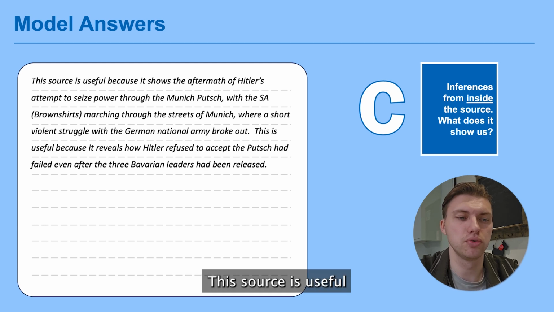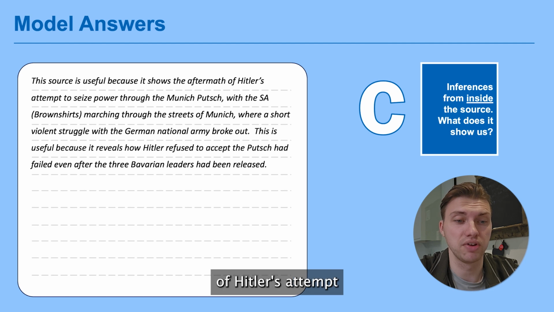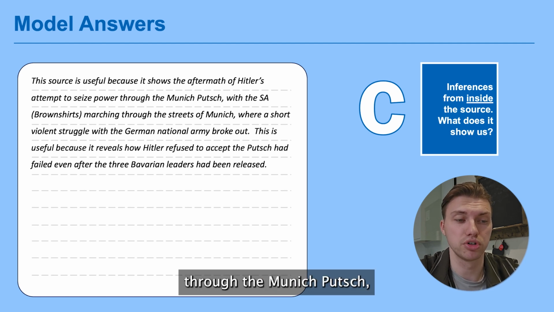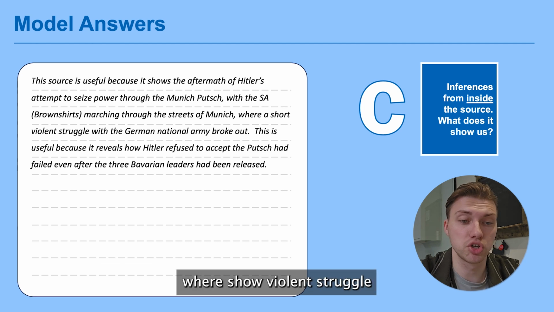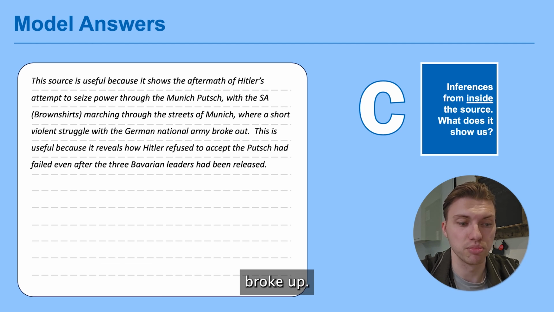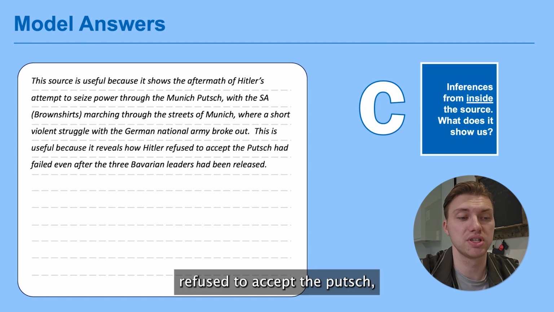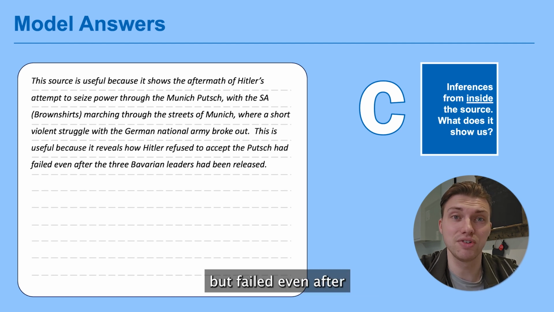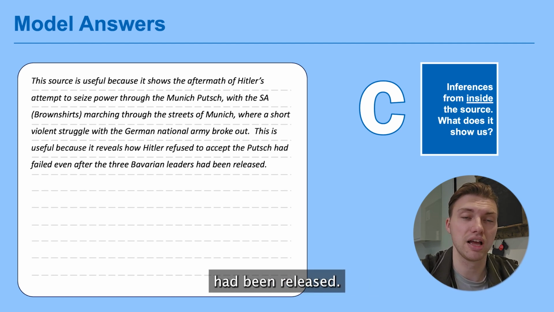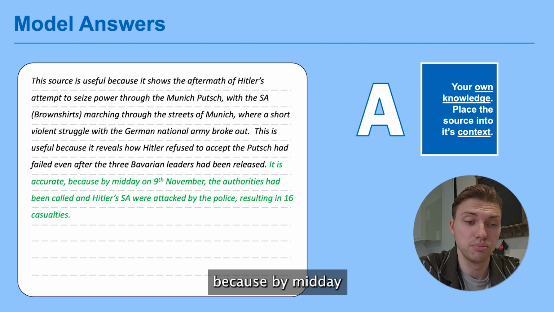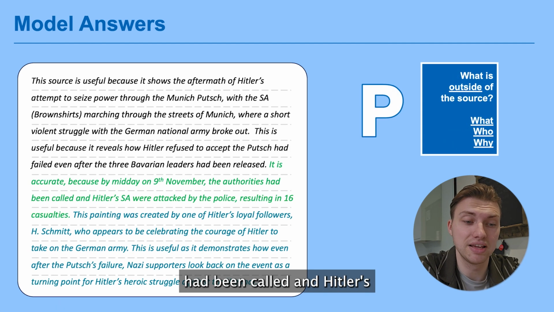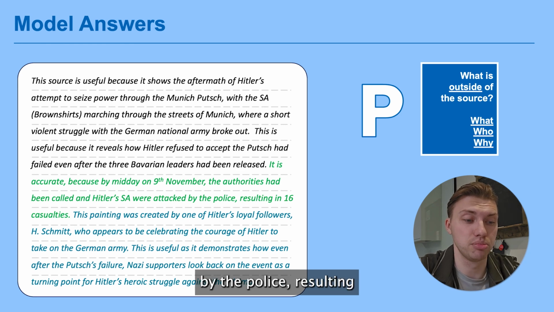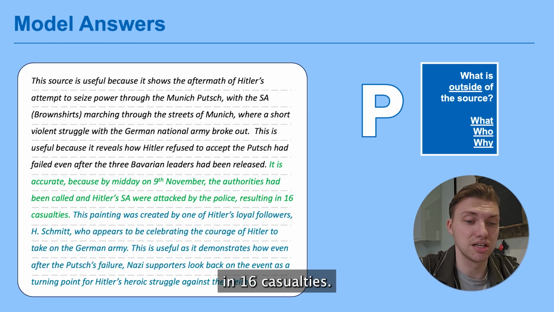This source is useful because it shows the aftermath of Hitler's attempt to seize power through the Munich Putsch, with the SA, brown shirts, marching through the streets of Munich, where a short violent struggle with the German National Army broke out. This is useful because it reveals how Hitler refused to accept the putsch had failed even after the 3 Bavarian leaders had been released. It is accurate because by midday on the 9th of November, the authorities had been called and Hitler's SA were attacked by the police, resulting in 16 casualties.